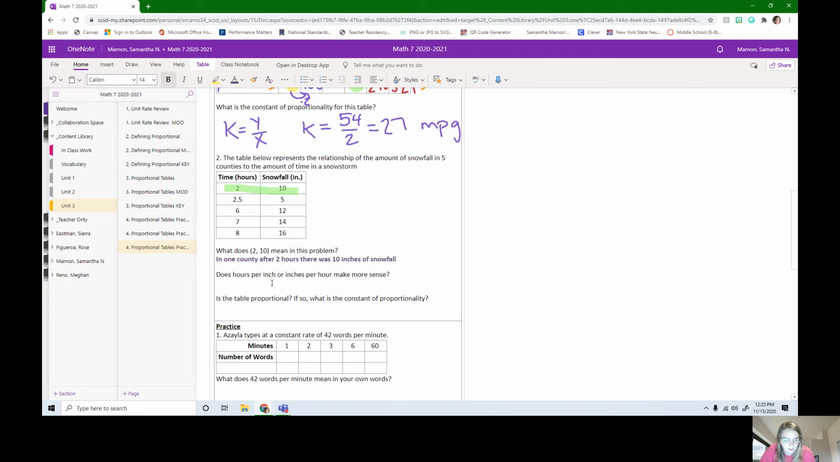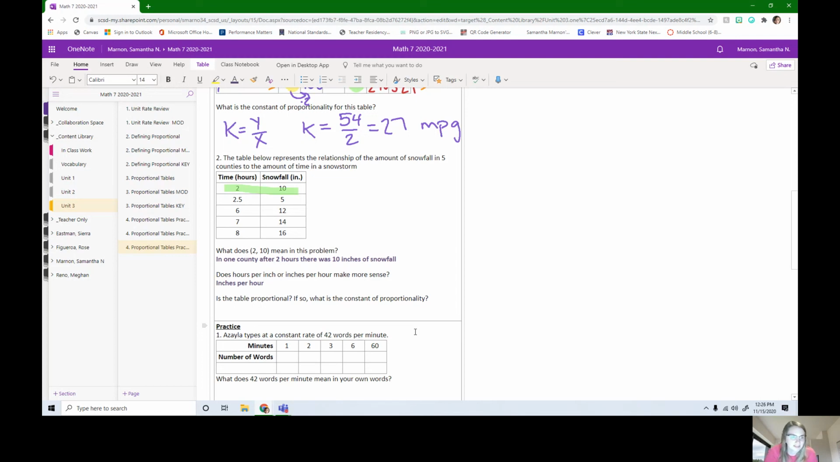Does hours per inch or inches per hour make more sense? So you could calculate both. You could determine how many hours it takes to snow 1 inch, or you could determine how many inches you get in 1 hour. Normally, we like to do per and then some unit of time, right? We do miles per hour, meters per second. So normally we're going to want to do things like inches per hour to make the most sense. It'll tell us how many inches it snows in 1 hour.